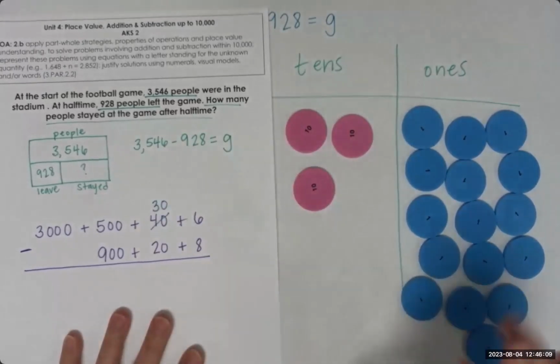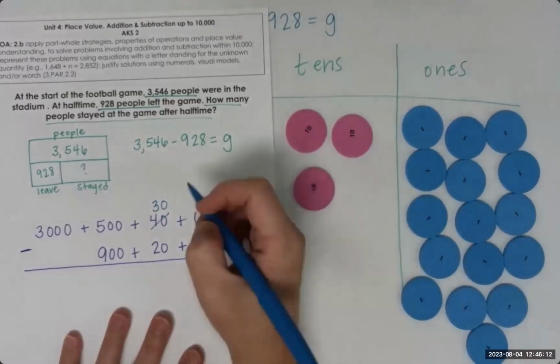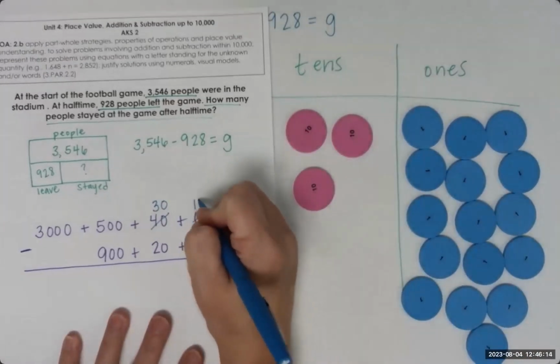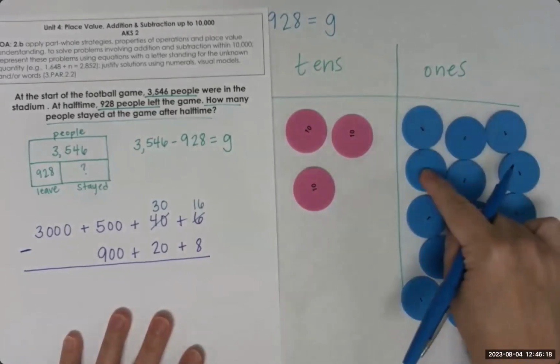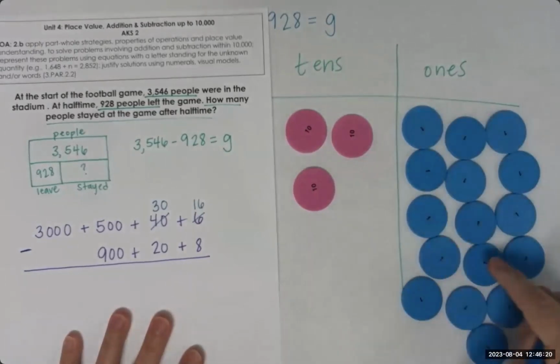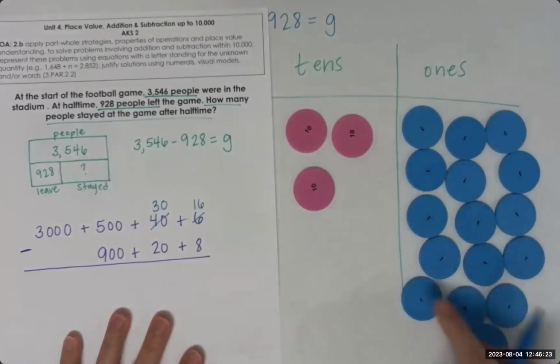The 6 is no longer just 6 ones. I now have 16 ones, and I can count to prove that. 1, 2, 3, 4, 5, 6, 7, 8, 9, 10, 11, 12, 13, 14, 15, 16.